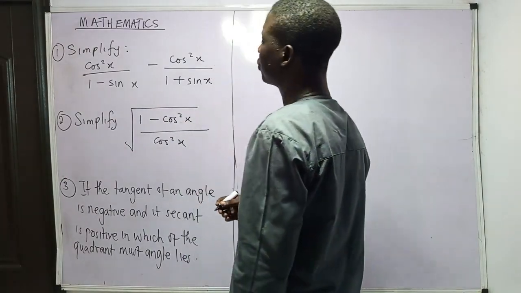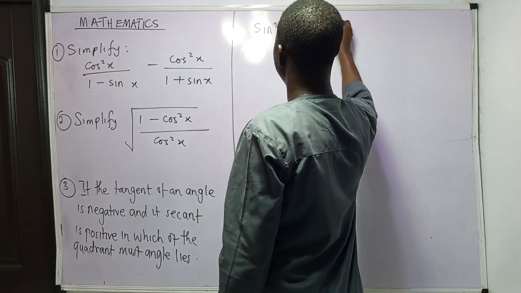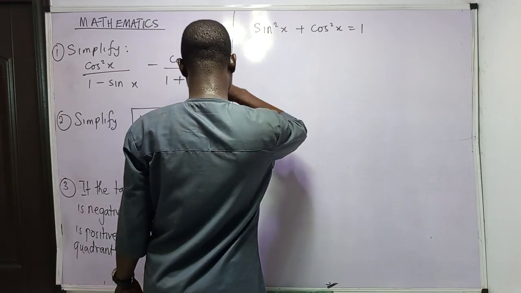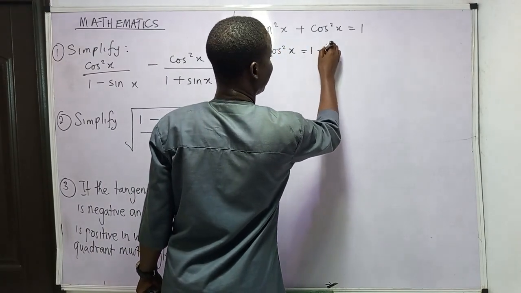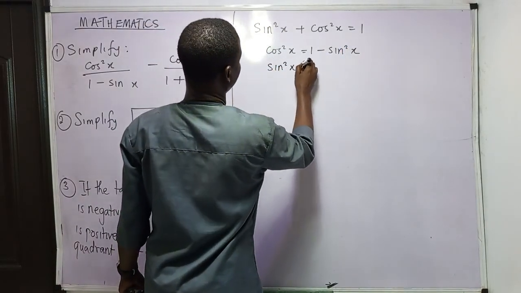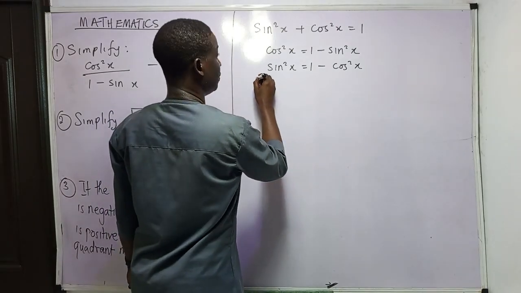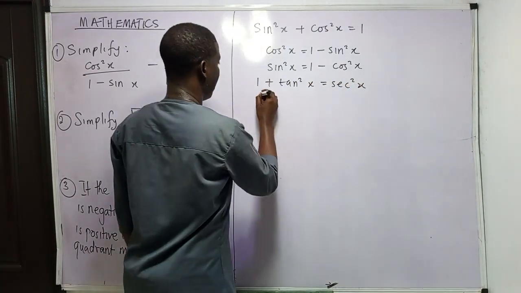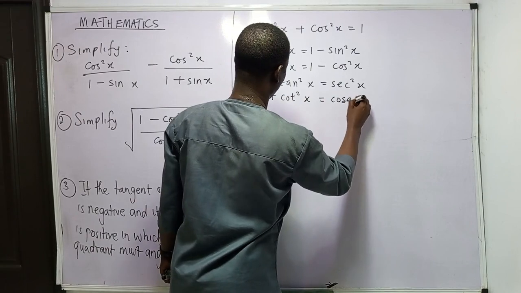Now, I want to show you something here. There is one thing I told you to remember: sine square x plus cos square x equals 1. Very important. I've said it over and over again. You should also remember that cos square x equals 1 minus sine square x, and sine square x is equal to 1 minus cos square x. Finally, remember that 1 plus tan square x is equal to sec square x, and 1 plus cot square x equals cosec square x.